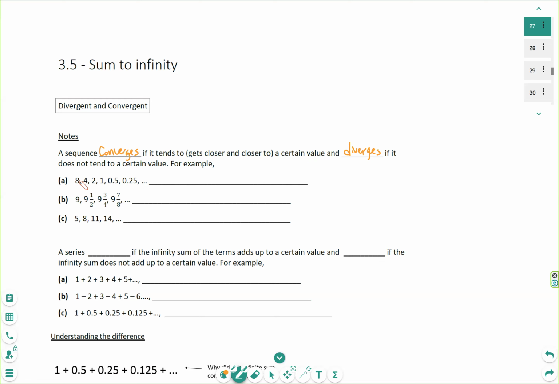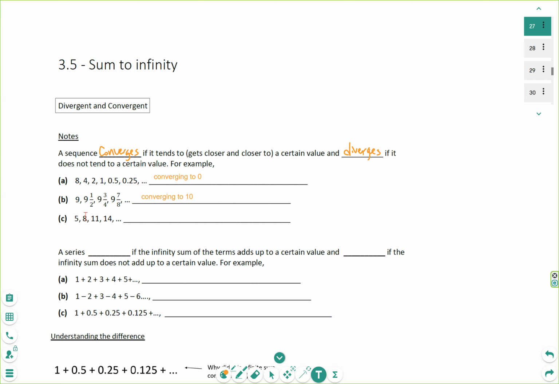For example, 8, 4, 2, 1, 0.5, 0.25. You could imagine the numbers are getting smaller and smaller, so this is converging to 0. And 9, 9.5, 9.75, 9.875. You can see we're getting closer and closer. This one is actually converging to 10.